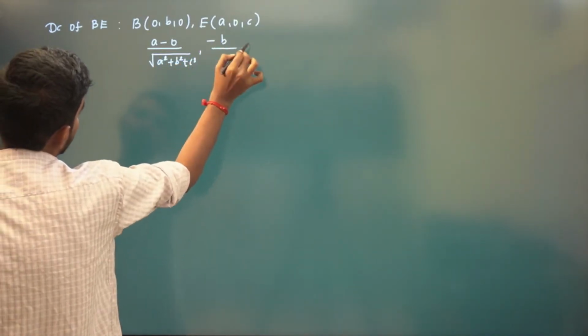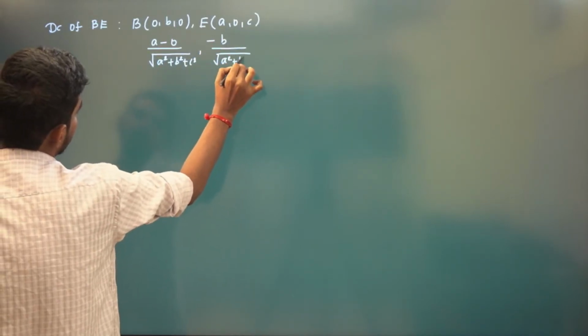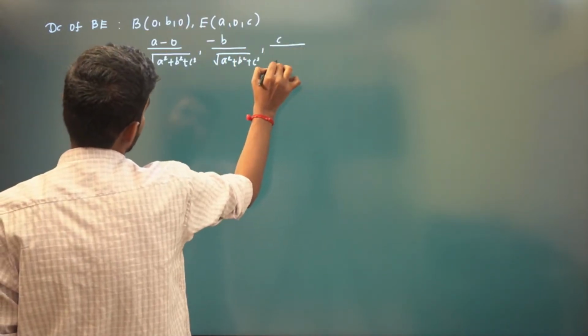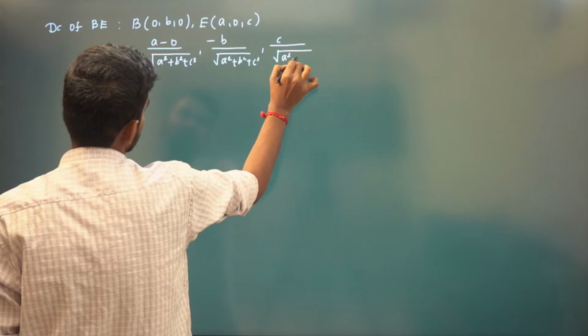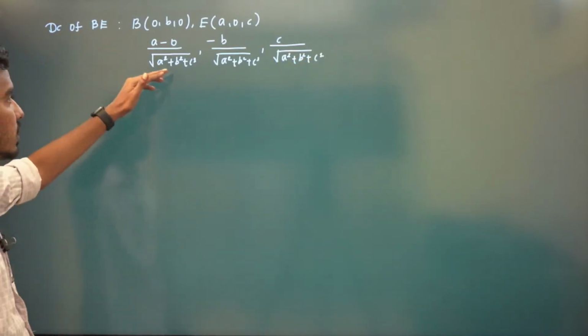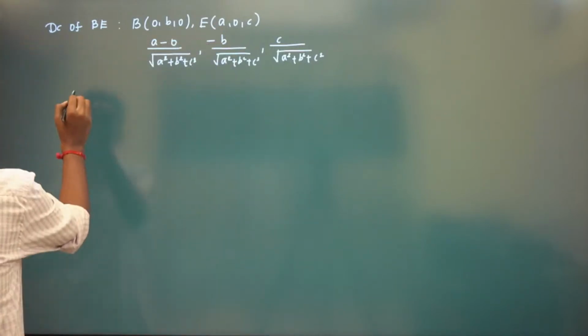This will be minus b, right? 0 minus b divided by root of a square plus b square plus c square, and z2 minus z1 divided by root of a square plus b square plus c square. So here we have a and here we have minus b. That is the only difference.